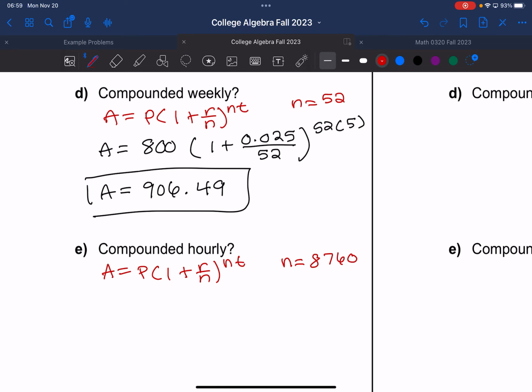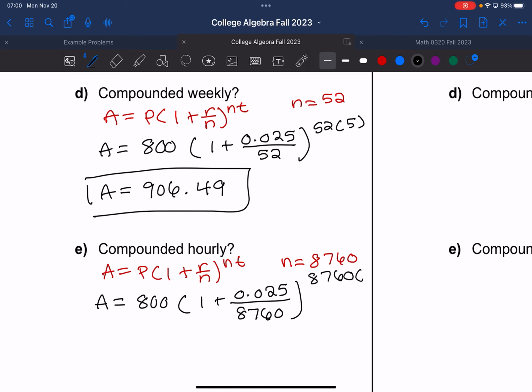Okay. So then again, the only difference is n that's changing. So A is equal to P, A is equal to 800, 1 plus 0.025 divided by 8,760, raised to the power of 8,760 times 5. So again, the only thing that changed in this equation was our n value.